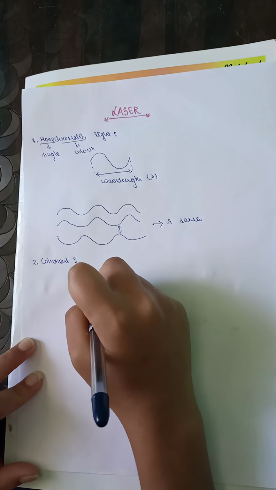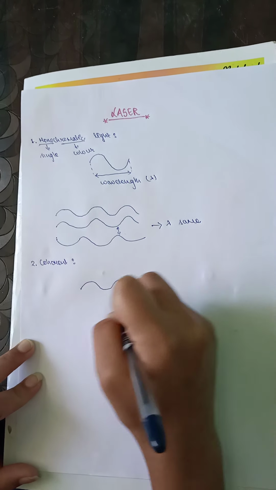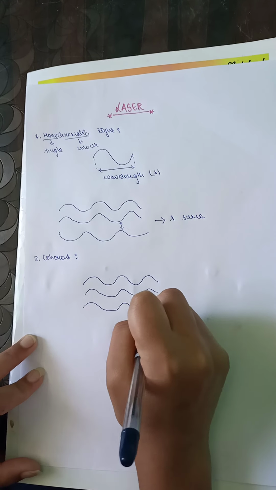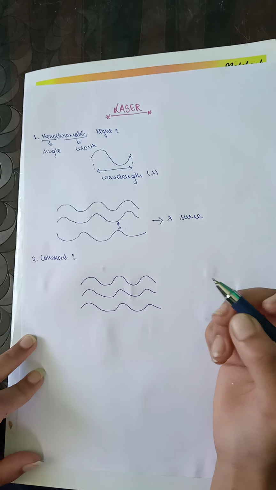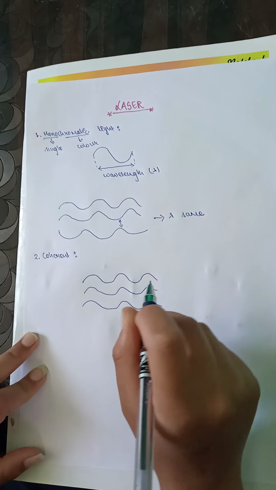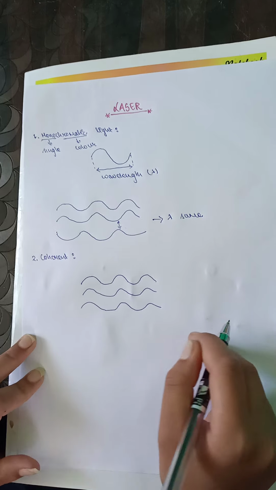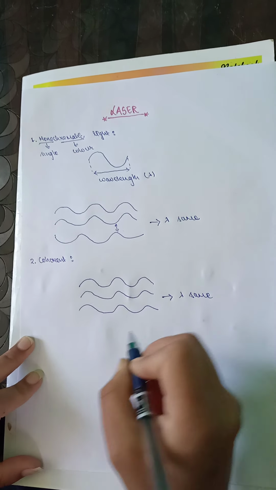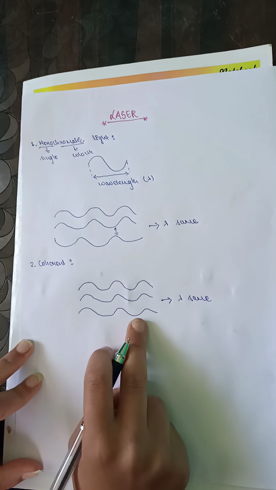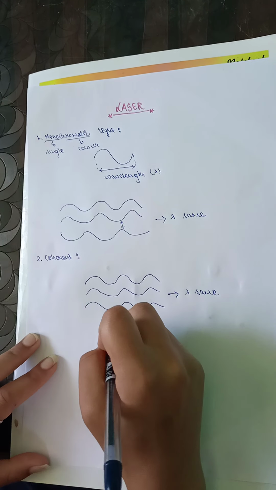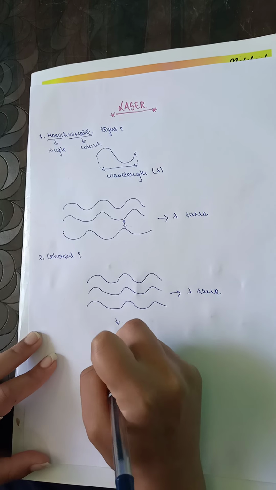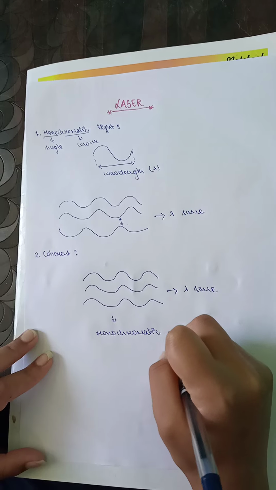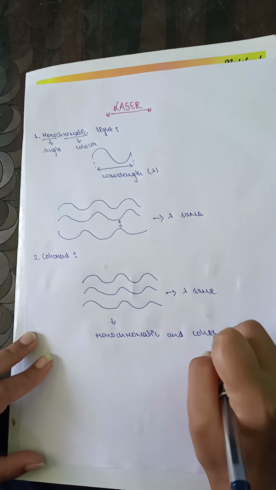Let us consider again the three waves, and they are traveling with the same phase. That means lambda is same, so it is a monochromatic source of light, and we can see that the phase is also the same. So this is a monochromatic and coherent source of light.